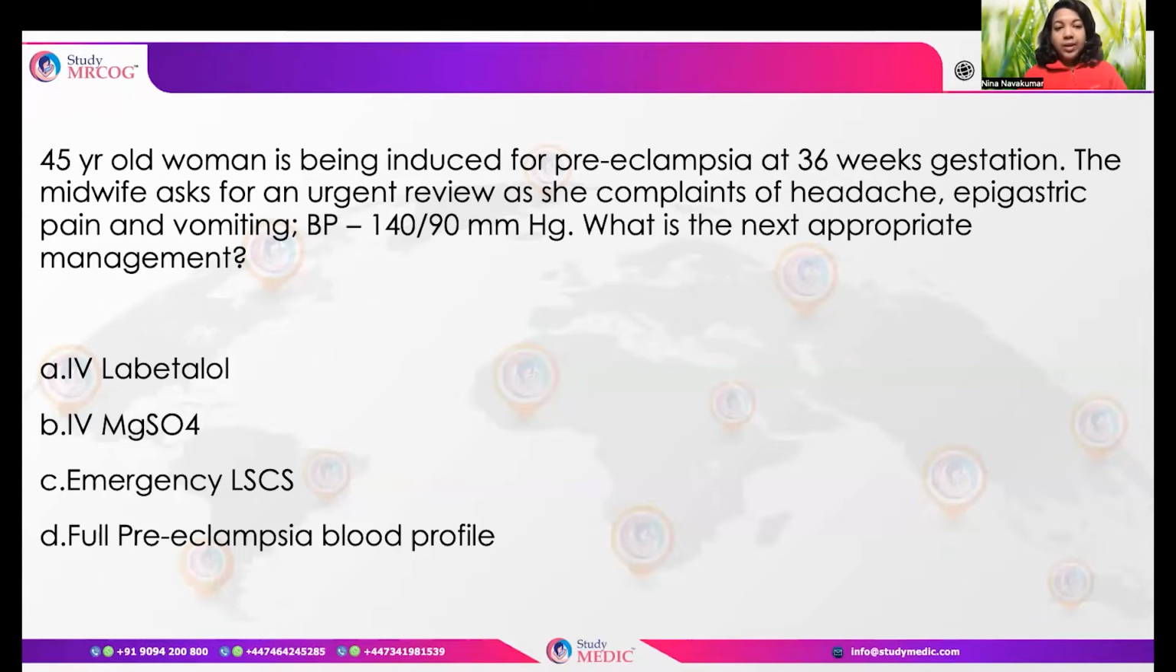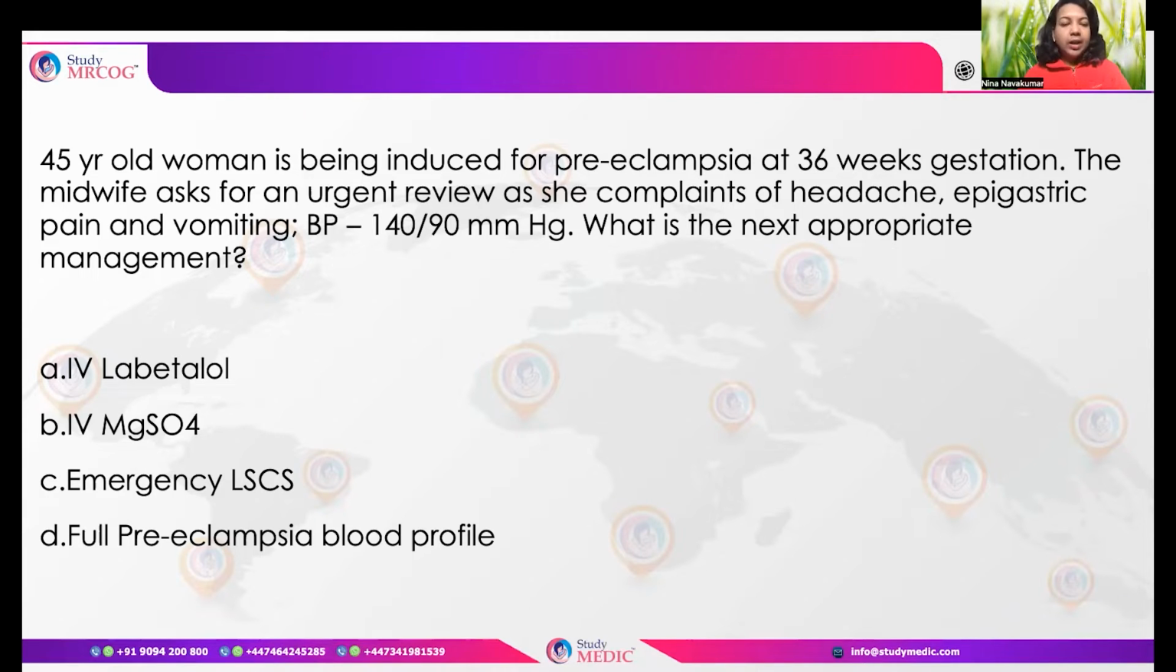So she is of advanced maternal age with preeclampsia at 36 weeks and with new onset symptoms of headache, which are impending symptoms. But the blood pressure is 140 by 90 millimeters of mercury. It's not very high, like more than 160 or 110. Options are IV labetalol, IV magnesium sulfate, emergency cesarean section, and full preeclampsia blood profile.